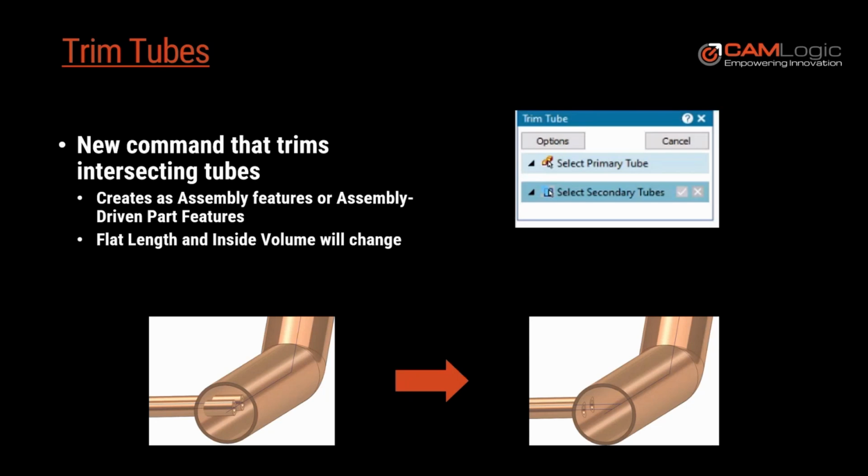So what it does is when you have two intersecting tubes, and this is all based on the 3D sketch geometry that drives the tubes. If they intersect in that 3D sketch geometry, then you can use this command on them. What it does is put a hole in the primary tube and then cut the secondary tubes, like you can see in the second image, down to be flush with the inside of the primary tube.